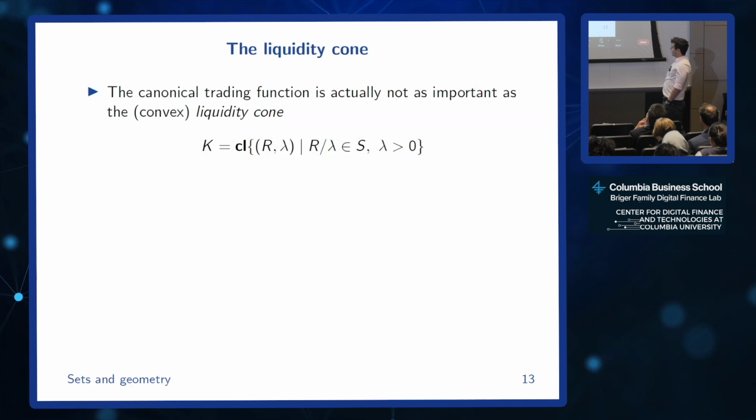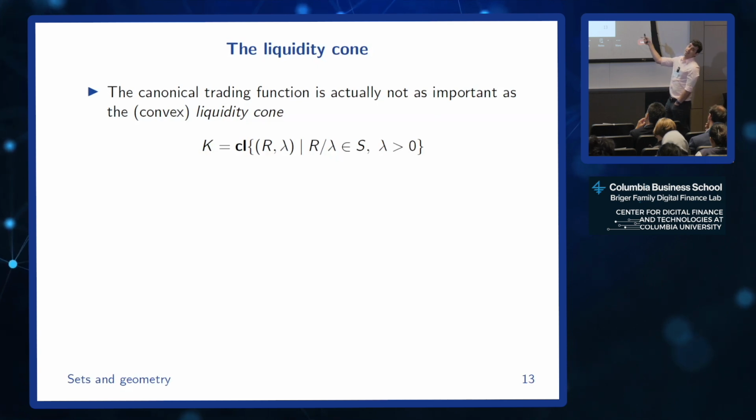Now we're going to define something a little bit weirder, which is called the liquidity cone. And this is going to be the most important object in this talk. So if you recall, the canonical trading function had this little R over lambda. It's the same thing. All we're going to say is this is a set of reserves such that when scaled by a positive constant, lie in the set, right? And the set is simply the reserves and the constant put together.